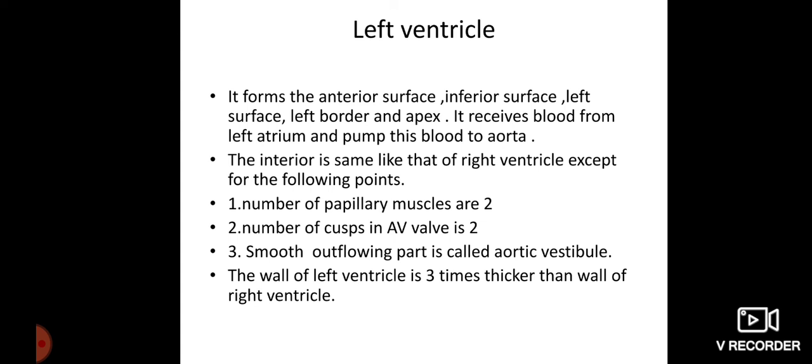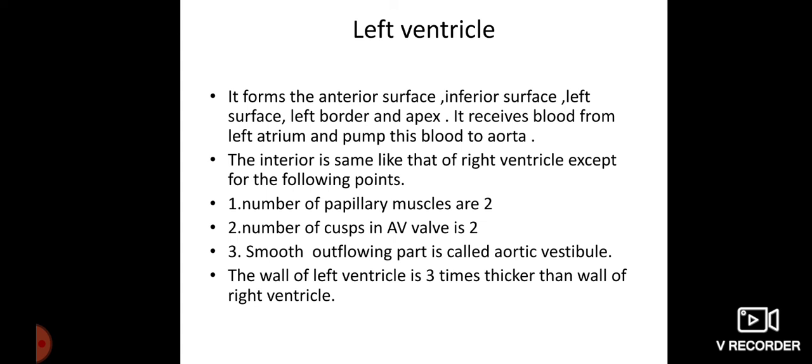The interior is the same as that of the right ventricle except for the following points. Interior is the same in the sense it has an outflowing part and an inflowing part, but the outflowing part is smooth and the inflowing part is rough. The outflowing part is called the aortic vestibule, not infundibulum. That is one difference. The outflowing part is called the aortic vestibule, from which the aorta arises. The supraventricular crest is there between the outflowing and inflowing parts.